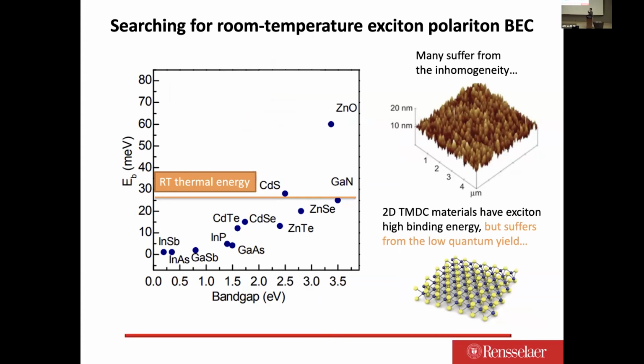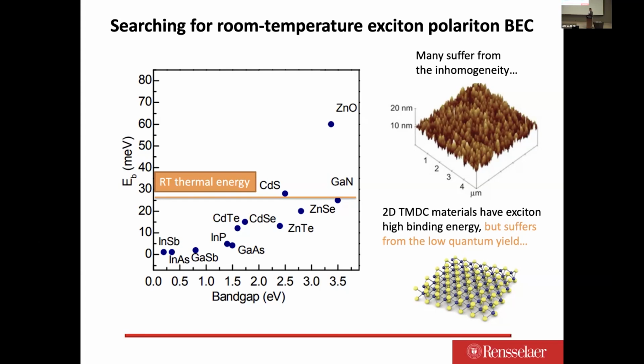Room temperature has a thermal fluctuation of about 26 meV, but the exciton binding energy for most semiconductors is below that value. For some rare cases like zinc oxide or gallium nitride, we suffer from inhomogeneous growth. If you try to mimic the cold atom experiment, you realize your artificial atom is different in different places. So that's not ideal.